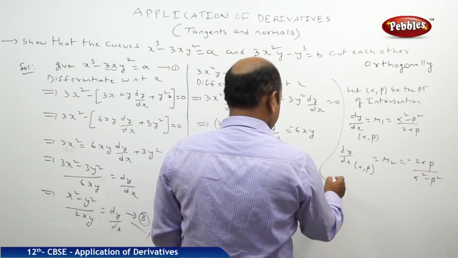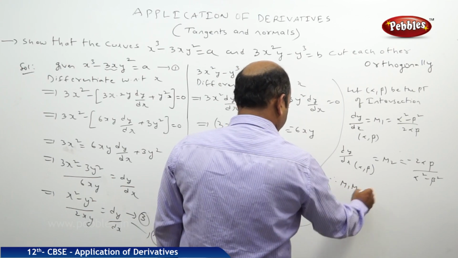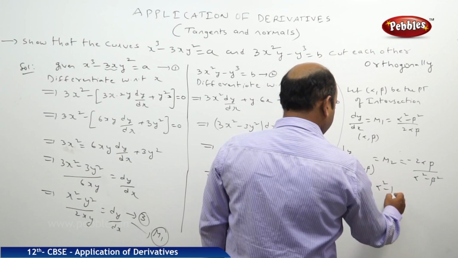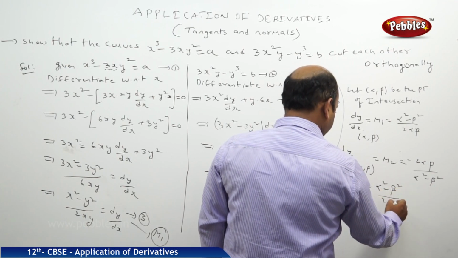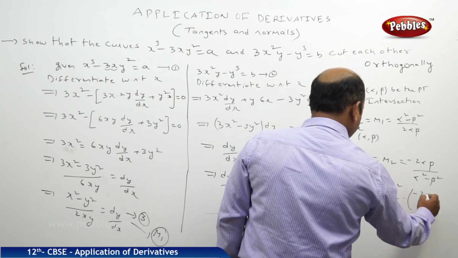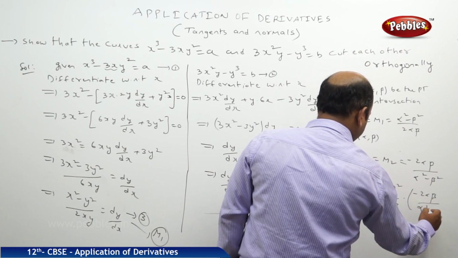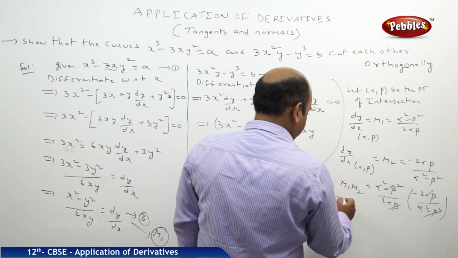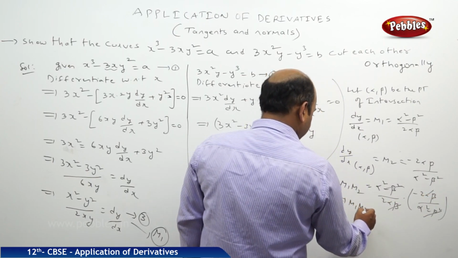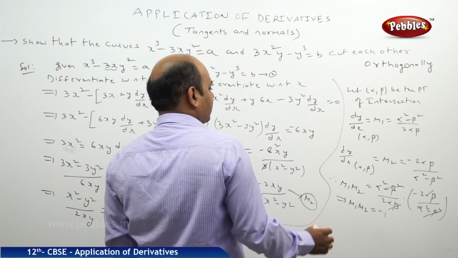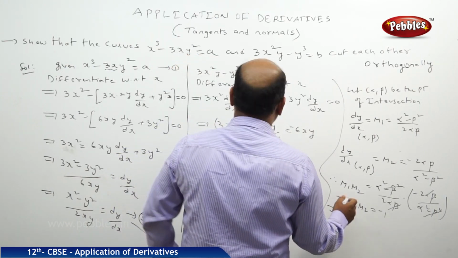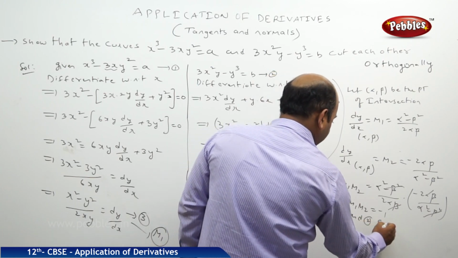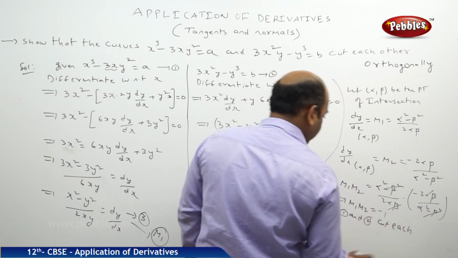Therefore, I want to multiply m1 into m2. If I multiply m1 into m2, we get alpha square minus beta square by 2 alpha beta into minus 2 alpha beta by alpha square minus beta square. Everything will get cancelled. So finally m1 m2 equals minus 1. Therefore what can I tell? The two curves, 1 and 2, cut each other perpendicularly or orthogonally.